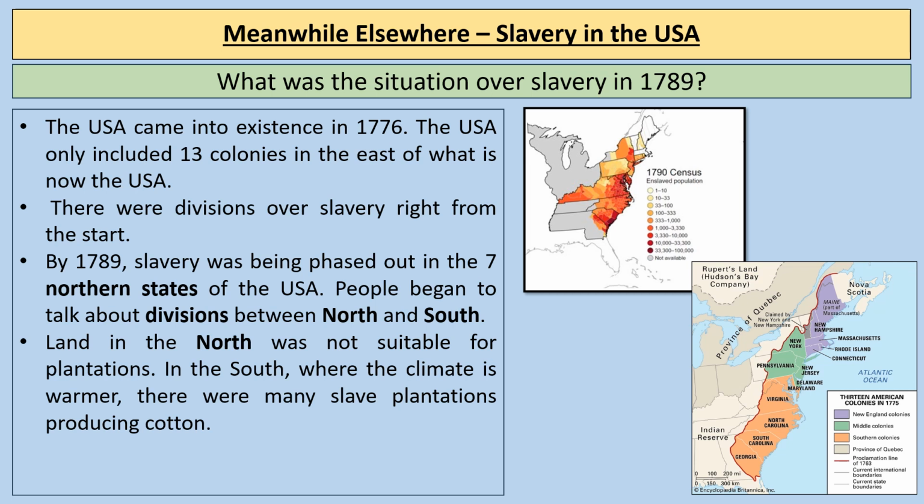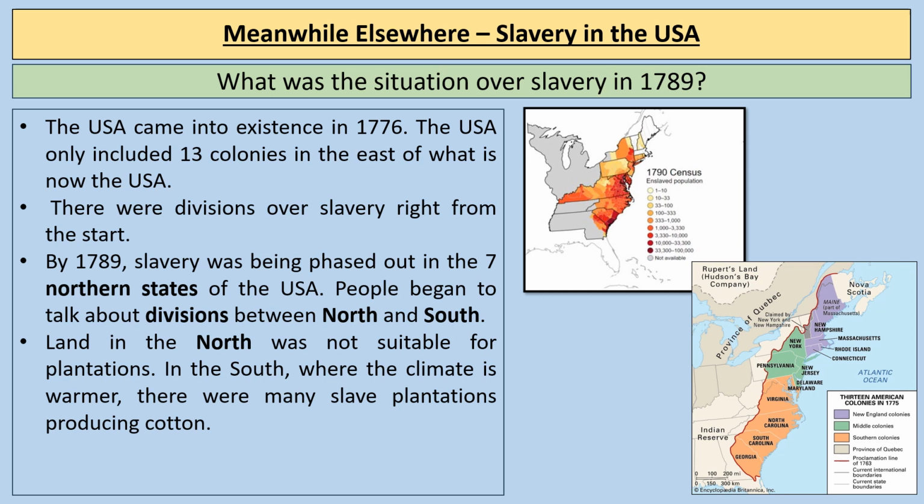So what was the situation over slavery in 1789? Well, the USA came into existence in 1776 after winning the Wars of Independence against the British. However, at that time, the USA only included 13 colonies in the east of what is now the USA, and there were divisions over slavery right from the start.